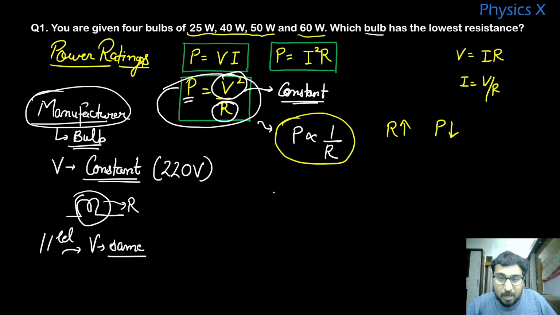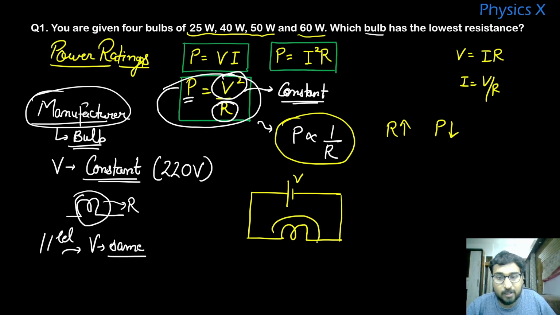So suppose the voltage is going to be constant, and now the bulb is going to be connected in a circuit. Let us say this is the circuit in which it is getting connected. The bulb will take the current accordingly. V is equal to IR, that is, I is equal to V by R. Now V is the same everywhere. Depending on the value of resistance, this current will be drawn by the bulb.